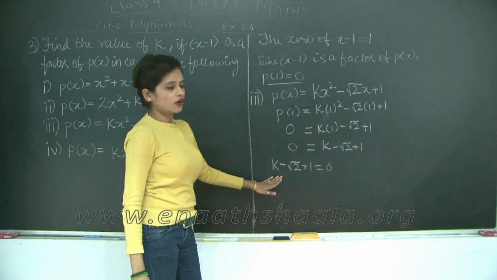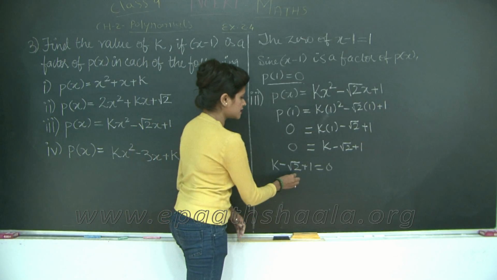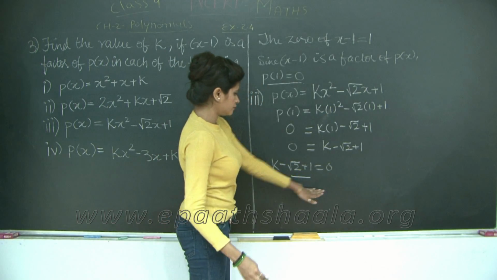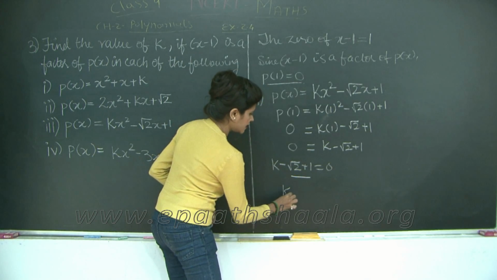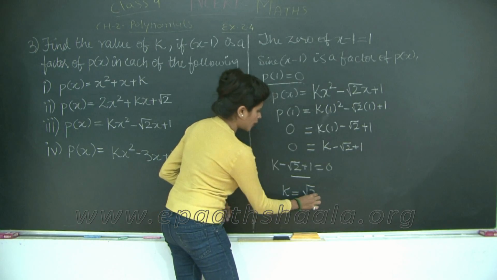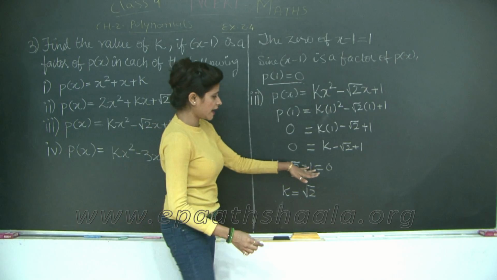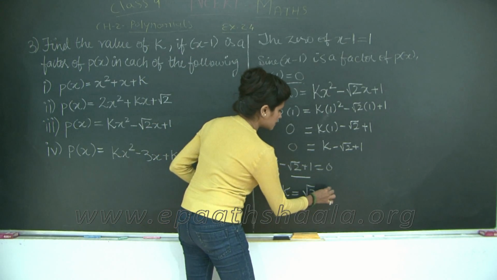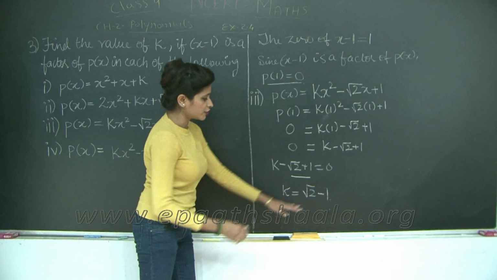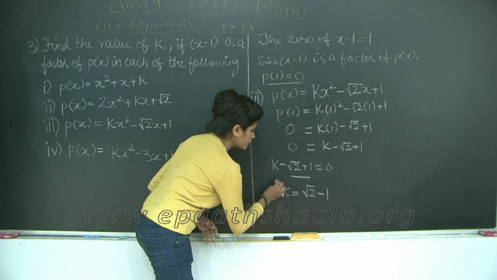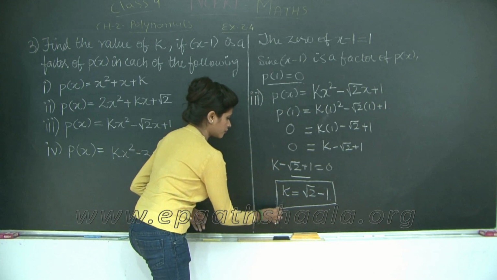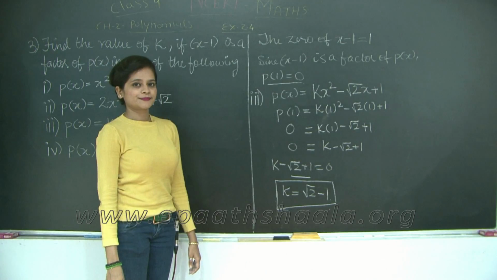Now, I just need k on my left hand side. So, I am taking both these terms on the right hand side, right. So, when you take it on the other side, sign changes. This is going to be root 2. Why root 2? Because it was minus over here and plus 1 will become minus. So, k is equal to minus root 2, root 2 minus 1. Please take a look.